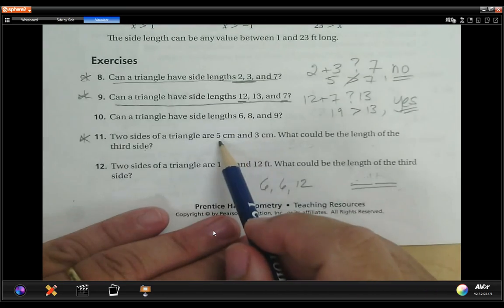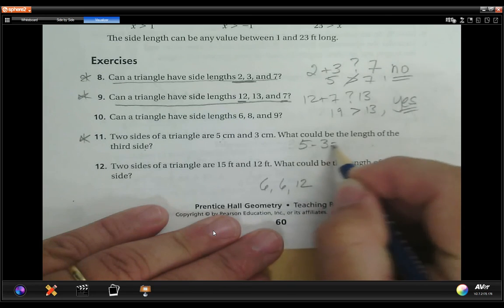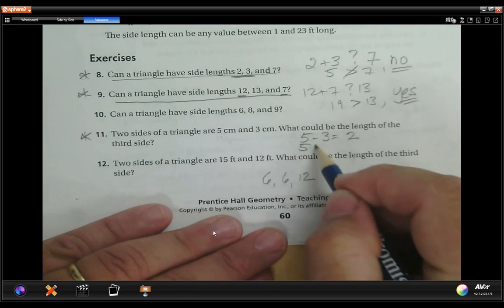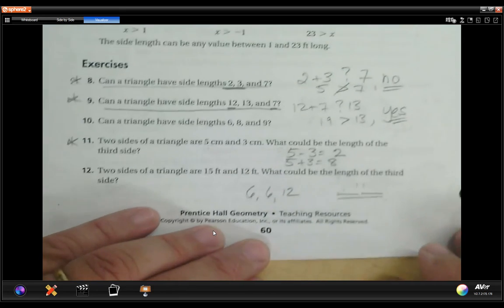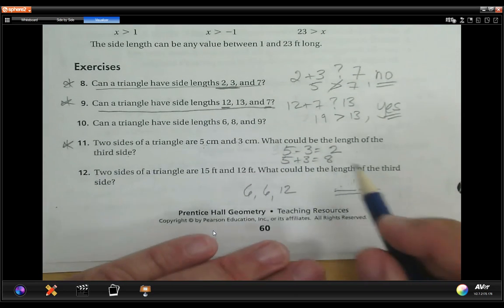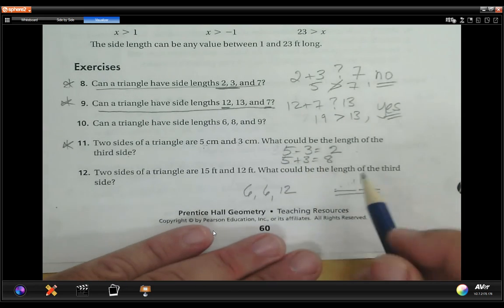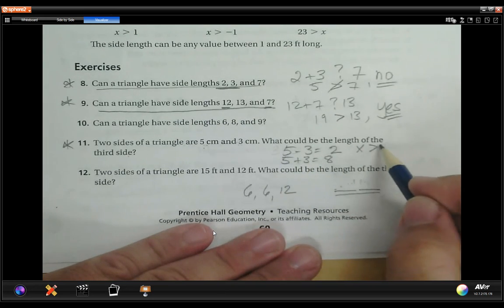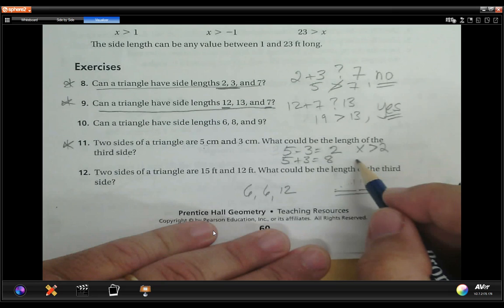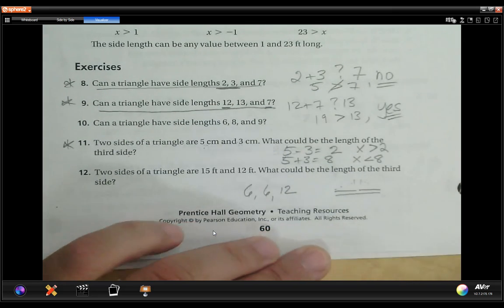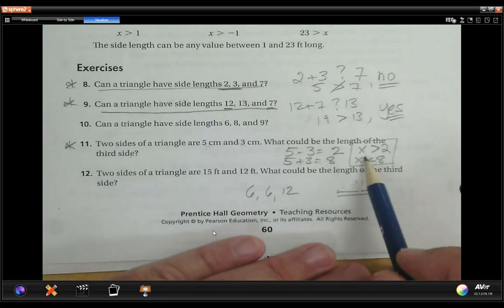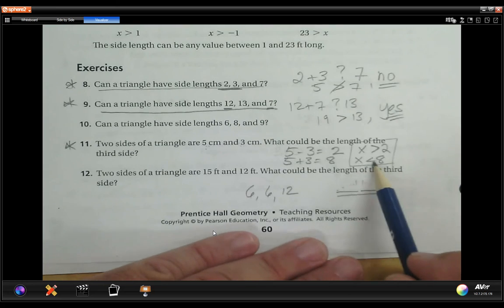So all we have to do is take 5 minus 3, which equals 2. Okay? Then we're going to take 5 plus 3, which equals 8. And so here's what we're saying about this particular problem, there's a range of different sides that this could be, okay? So what we're saying is this: X would have to be greater than 2, okay? That side length would have to be greater than 2, but that side length also has to be less than 8, okay? So again, this would be our answer right here. Our side length could be greater than 2, but it would have to be less than 8.